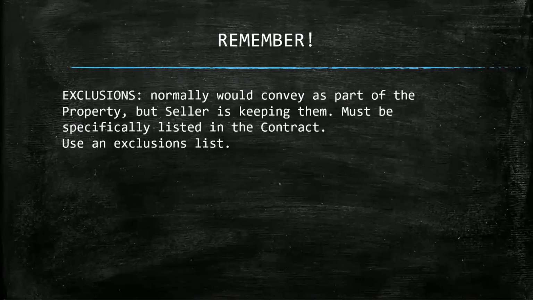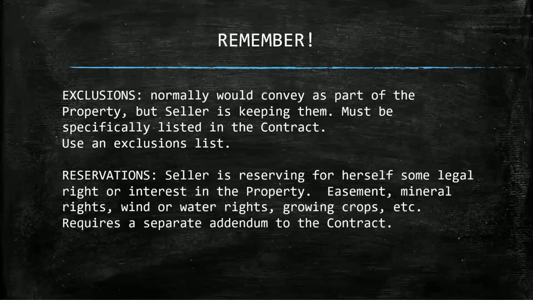For exclusions, these are items that normally would convey as part of the property, but in this case, the seller wants to keep them. They have to be specifically listed in the contract. Always either use an exclusions list if you are on the listing side or ask for an exclusions list if you're on the buy side. For reservations, this is where the seller is going to reserve for herself some legal right or some interest in the property, an easement, a mineral interest, water rights, growing crops, all that sort of thing. This requires a separate addendum to the contract. Without that separate addendum, there is nothing reserved by the 1-to-4 contract.